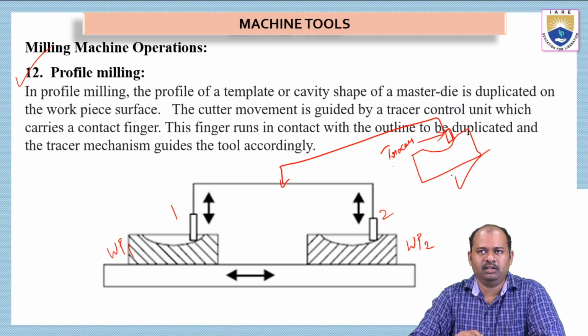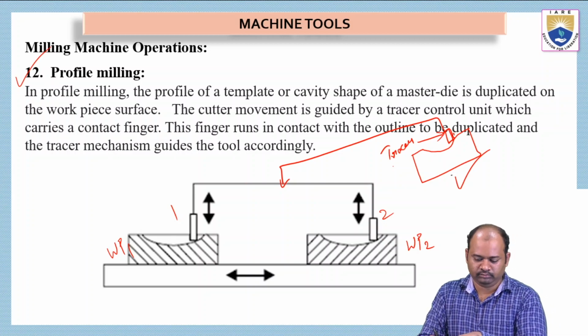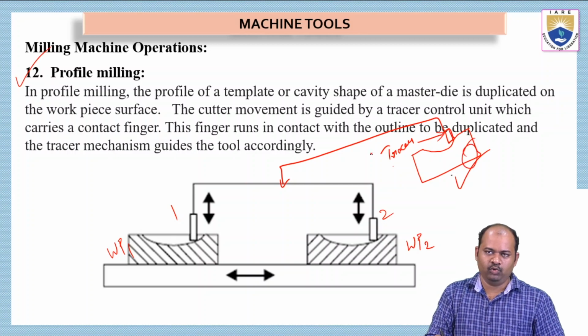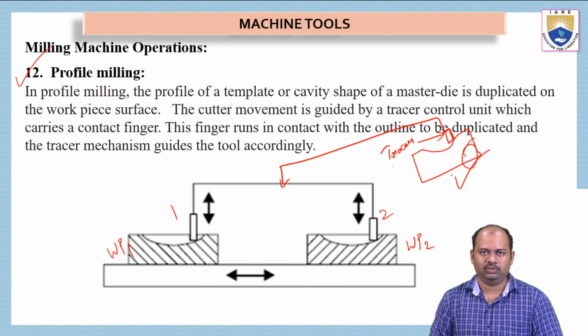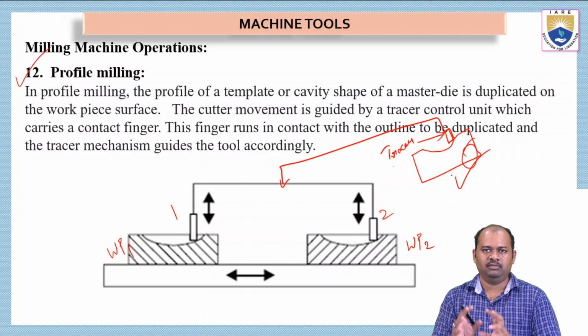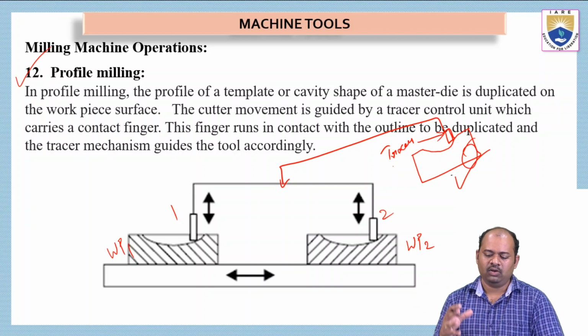So this finger runs in contact with the outline to be duplicated, and the tracer mechanism guides the tool accordingly. Whatever movement is given at the tracer will be duplicated at all the tools. All the cutting tools will move the same, just like in the movie of robots, where all the robots standing in a group rotate their heads. Similarly, this is profile milling, which is controlled by a tracer control unit. This tracer control unit will move all the workpieces or the tools in the same manner.